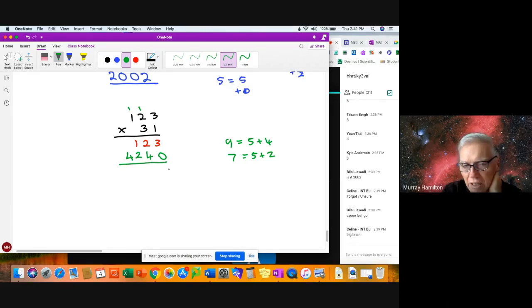I've done part of it there. The 1, 2, 3 comes from multiplying 1 by each number. That should be easy. You put down your placeholder of 0, which we know how to do. We multiply 3 by 3 is 9. 9 is made up of 5 plus 4. 4, 4, 1, 3. Yes, those who have got 4, 4, 1, 3, you've done well.